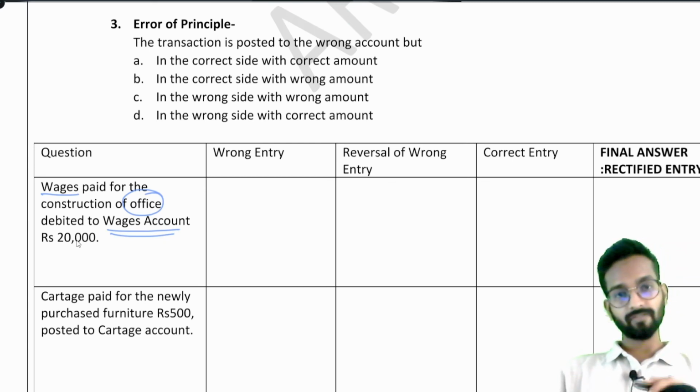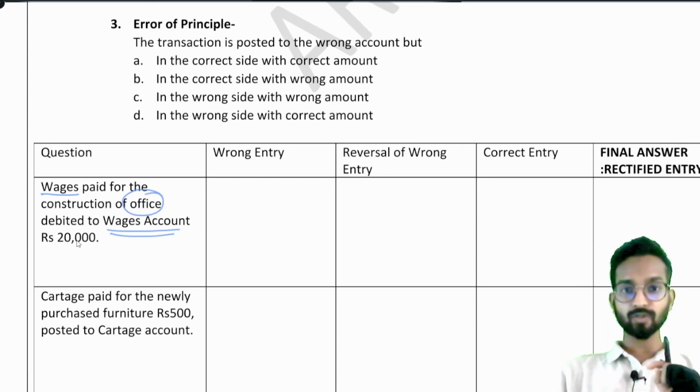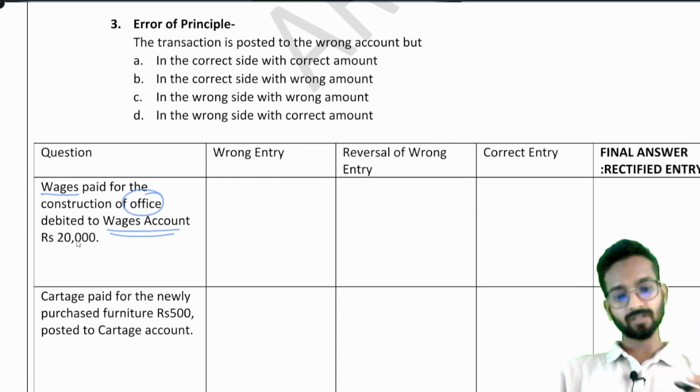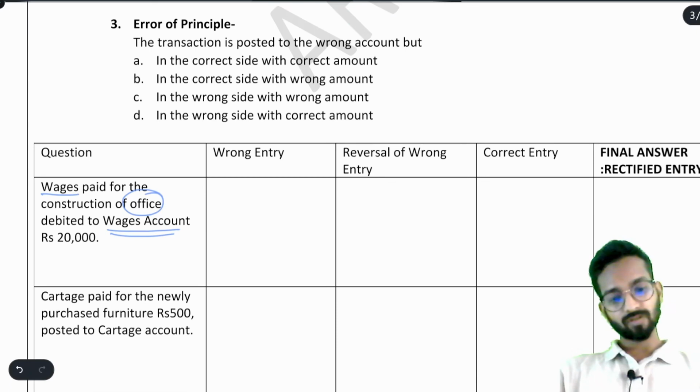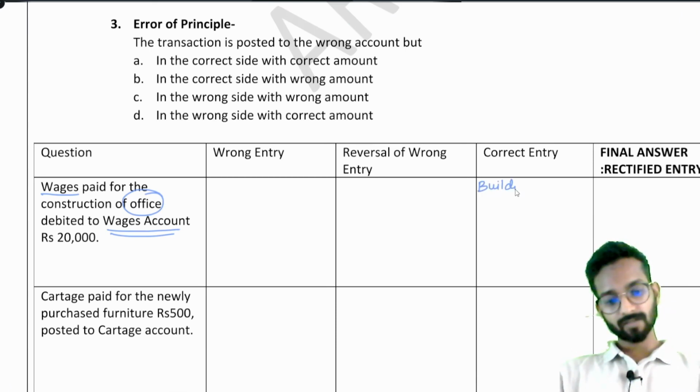Understand this. Wages is just revenue expense, but this is the expenditure for building. Understand, this is the substance. The main principle says the expense was incurred for the building. You add that in building account. Understood? So if I tell you my correct entry should be what? It should be building account debit to cash of how much? 20,000.